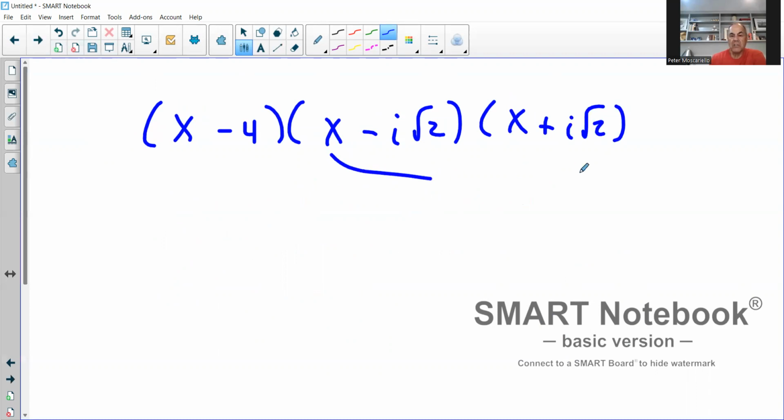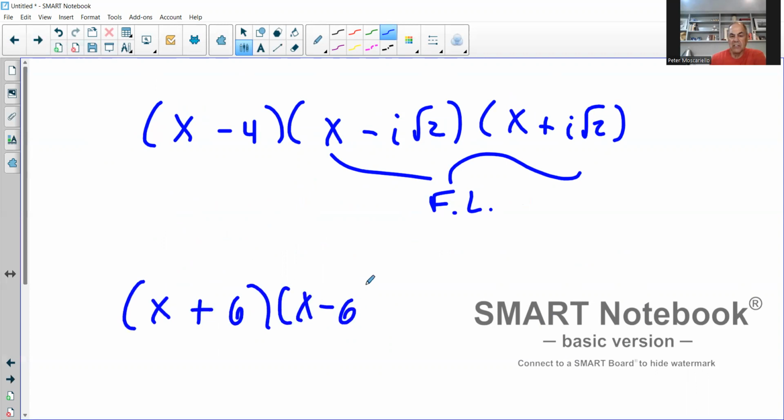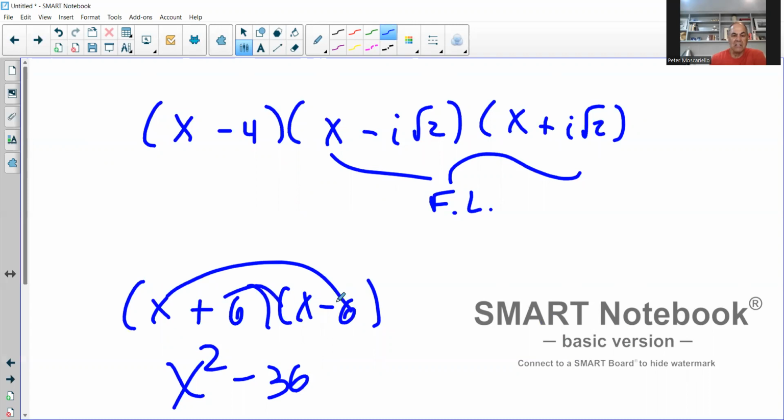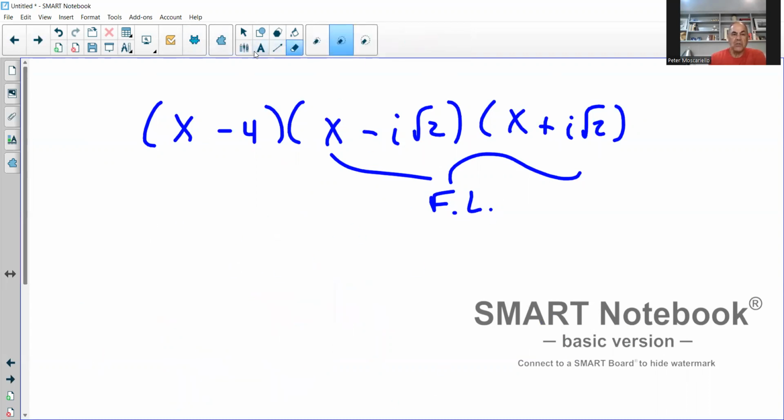When you multiply these out, you start with those two. This is an FL. The O and the I of the FOIL are going to cancel, right? If you do x plus 6, x minus 6, you just have to do the first and the last, because the O and the I would cancel out. Trying not to reteach the whole semester here, but that's what happens, FL.